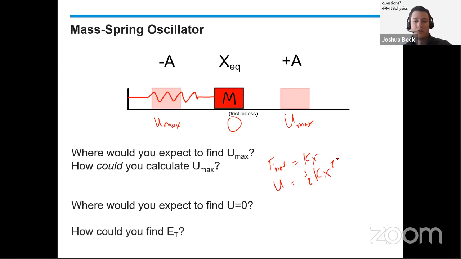Now, how could I find the total energy? Well, the total mechanical energy in this particular spring oscillator is just going to be the combination of the potential at one point and the kinetic at that same point.